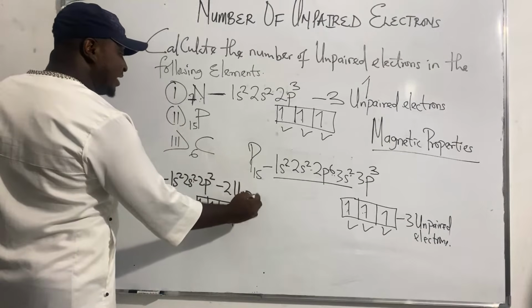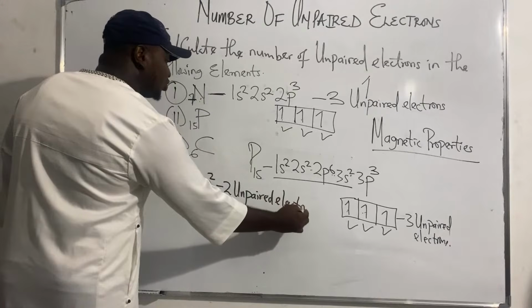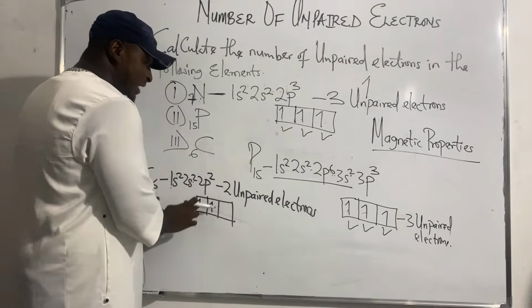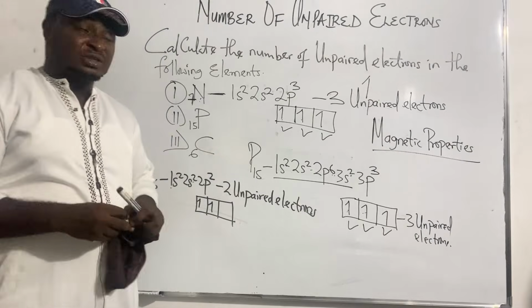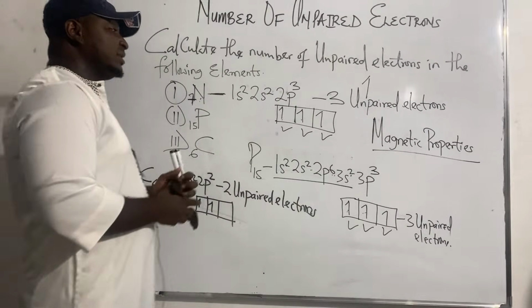If you have understood now, say, sir, okay, I understand now. So you first write down the electronic configuration, then focus on the last one, bring out the block, and arrange the electrons inside. And find out how many electrons are paired and how many are unpaired. That is the whole concept, class.